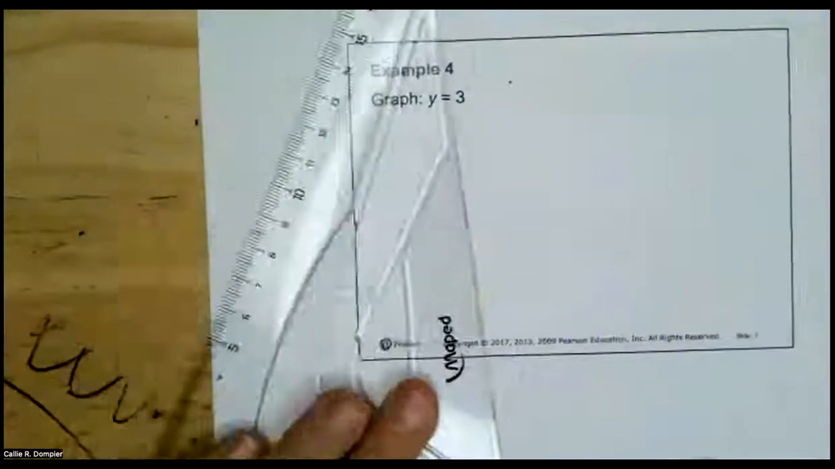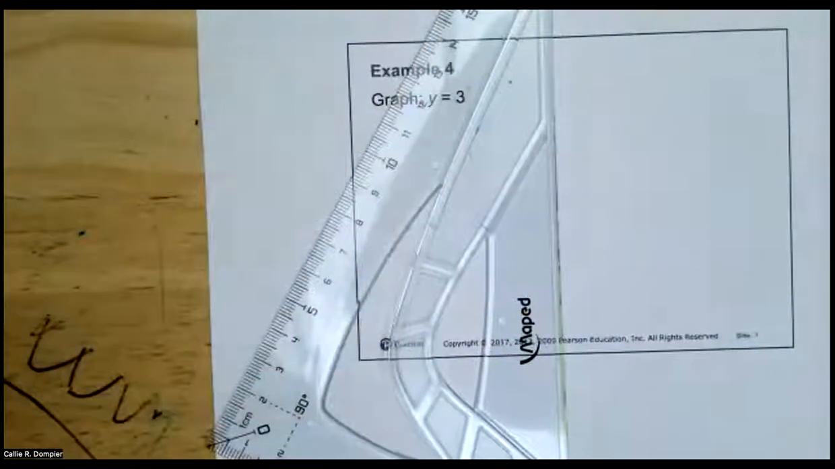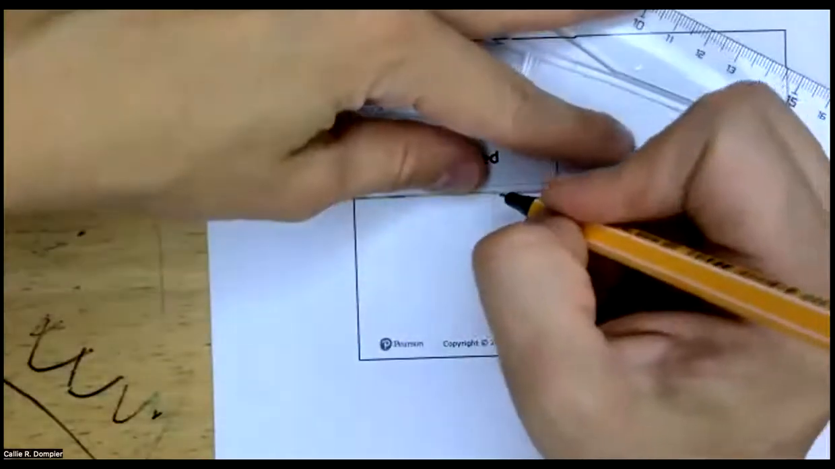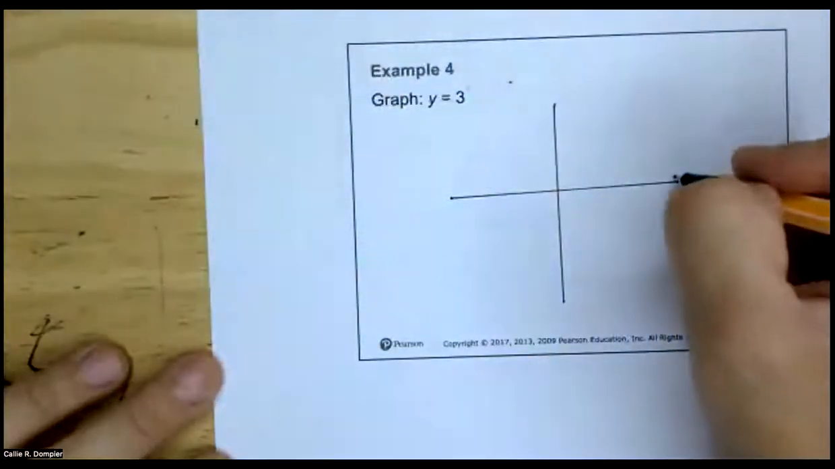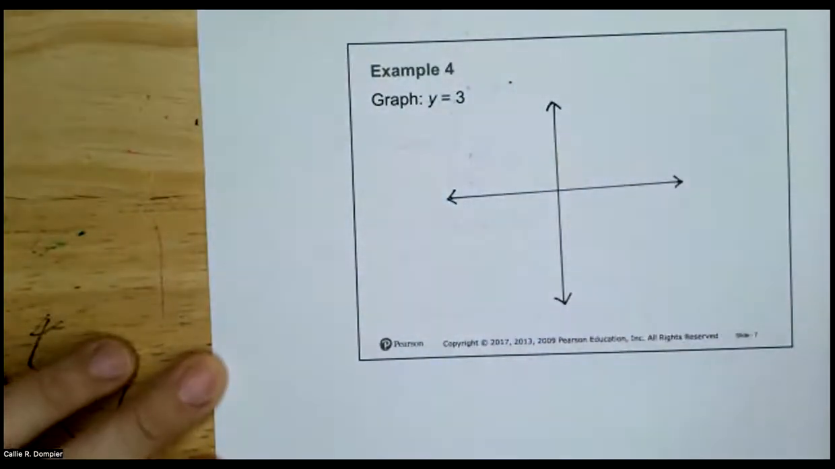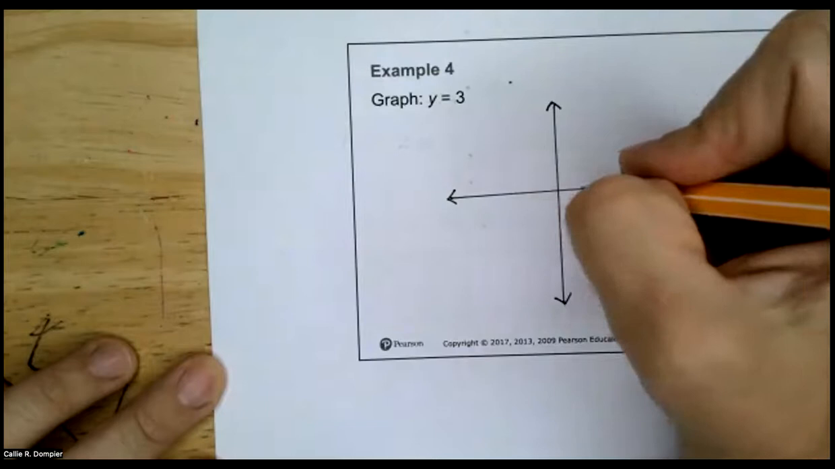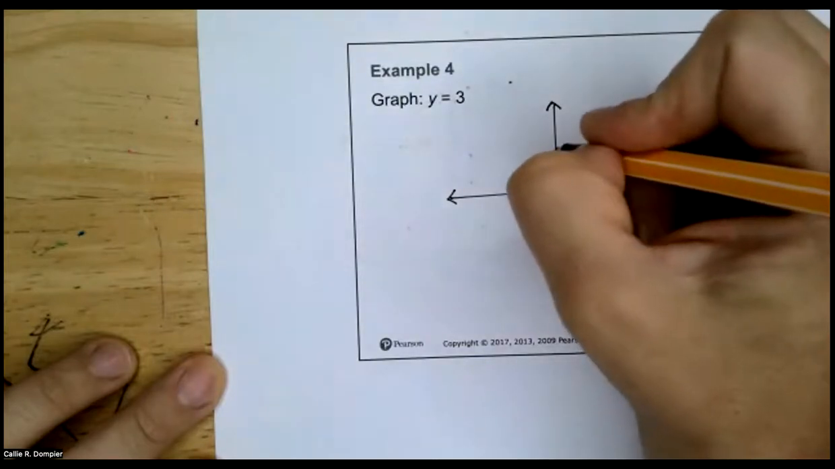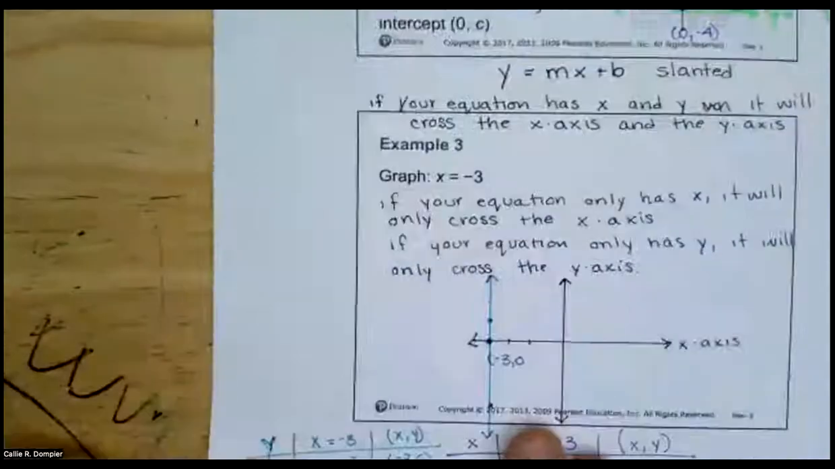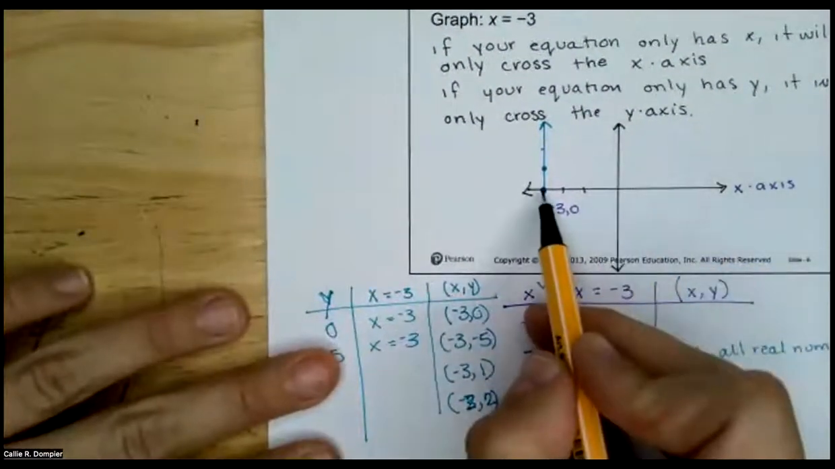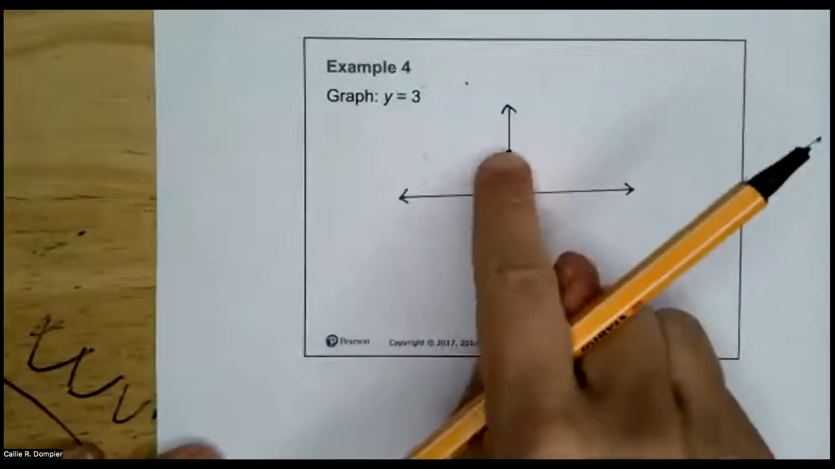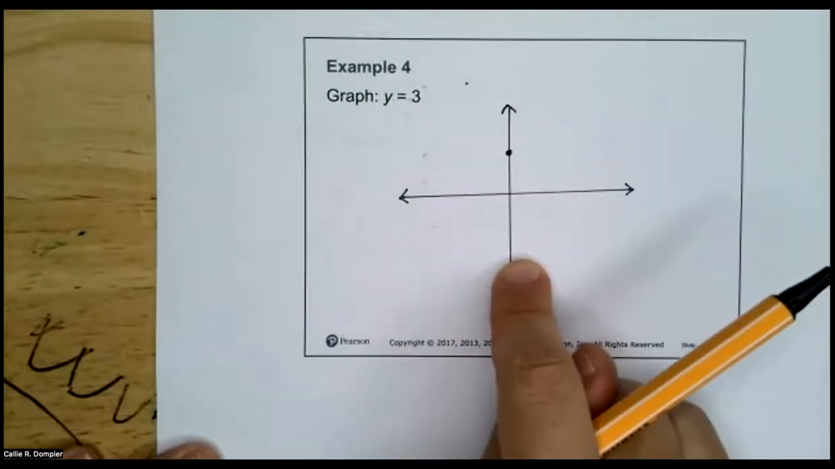Our last one is graph y equals 3. Where is y equals 3? Right here, right? X is -3 is on my x-axis. Y is 3 is on my y-axis.